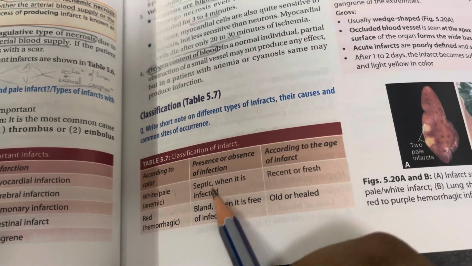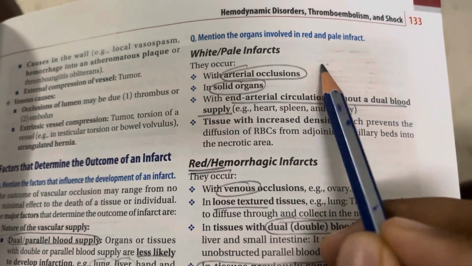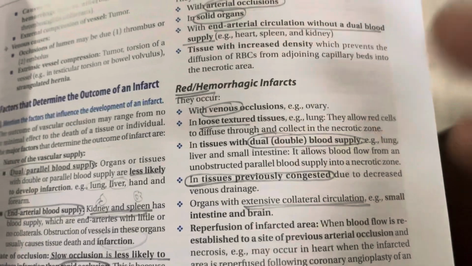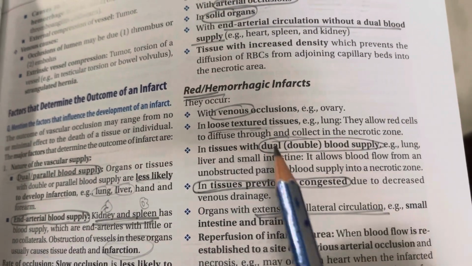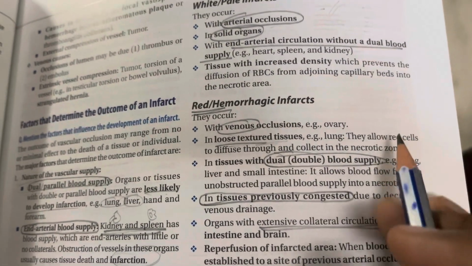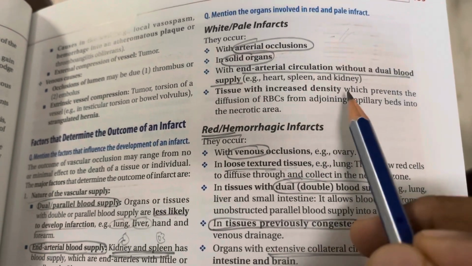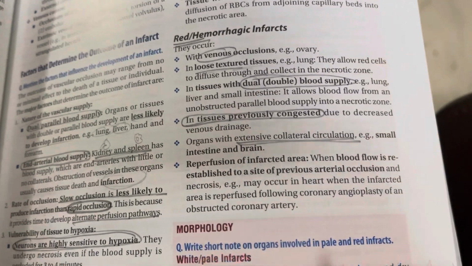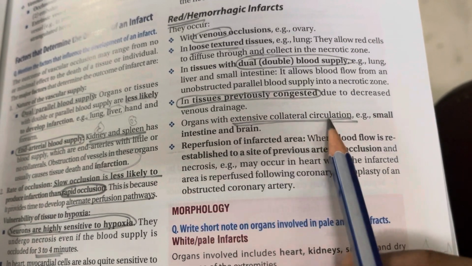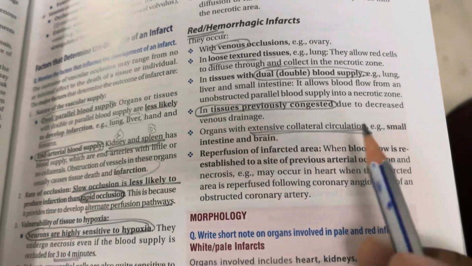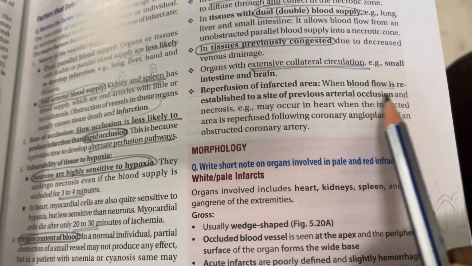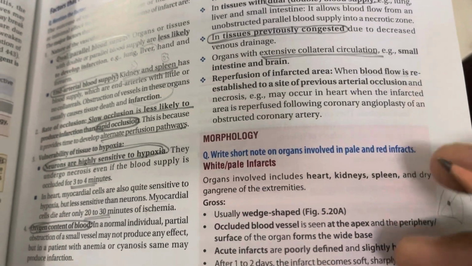You can also classify it as septic or bland, or recent or old. Next, white infarcts occur in solid organs with end arteries and with arterial occlusions, whereas red infarcts occur with venous occlusions in loose textured tissues with dual or double blood supply. White infarcts occur in spleen, heart, etc. Red infarcts occur in lungs, liver, etc. Organs with extensive collateral circulation, such as brain, undergo red infarcts only. Reperfusion is also there: when blood flow is re-established to the site of previous occlusion, the area is reperfused.